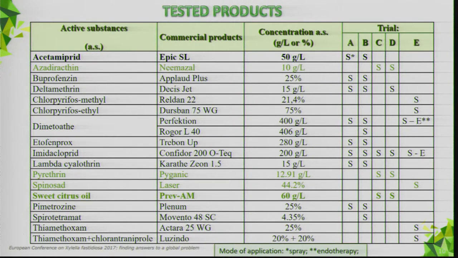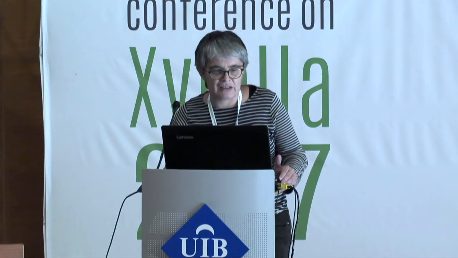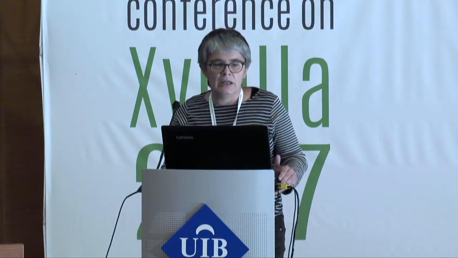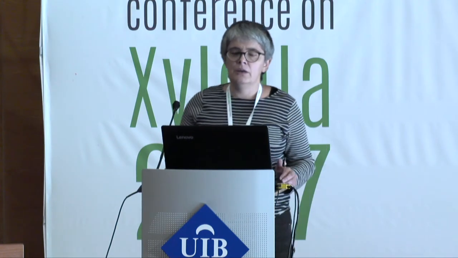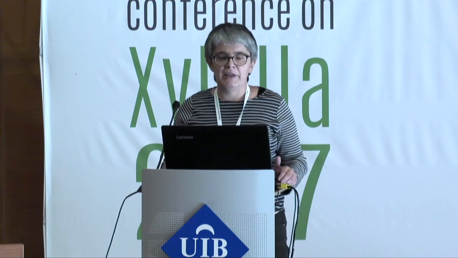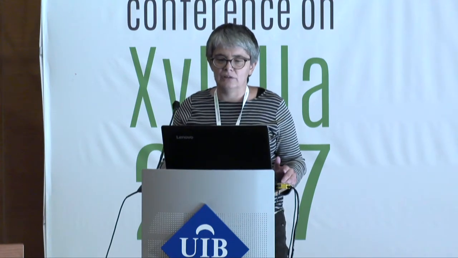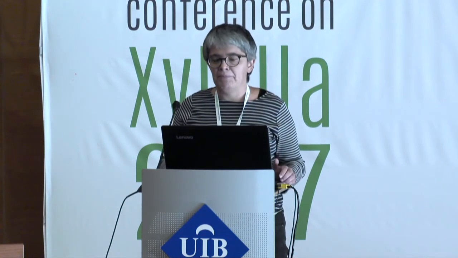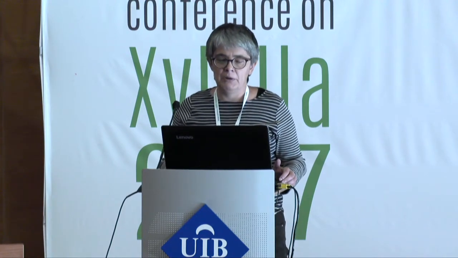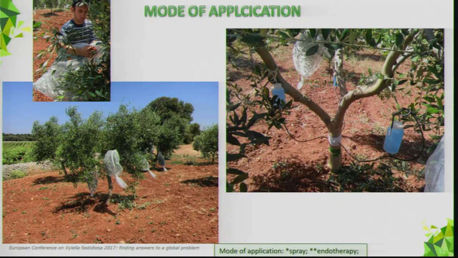We used different systemic insecticides and also products that potentially can be applied in organic farming, such as azadirachtin, pyrethrin, spinosad, and sweet citrus oil. All products were tested in spray application, with the exception of imidacloprid and dimethoate, which in one trial were also applied by endotherapy. For each branch we put a cage, and a bottle that releases the product within the plants.